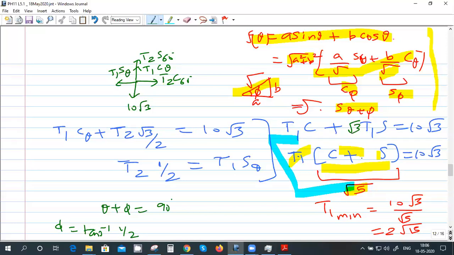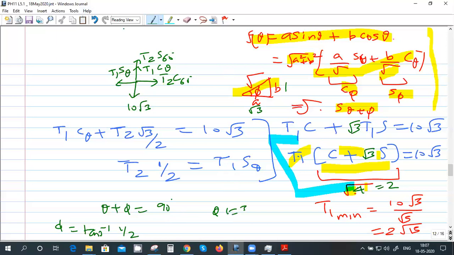Bhavya, is it correct? T2 is 2t1 sine theta, no? 2 will cancel. 2t1, so this root 3 will remain. 2 will get cancelled, root 3 will remain. So this will become square root of 4, and that is 2. Square root of 4 is equal to 2. And this 5 will become 30 degrees. Root 3 is cos, right? So this is root 3, this is root 3, this is 1. So my phi is 30 degrees.